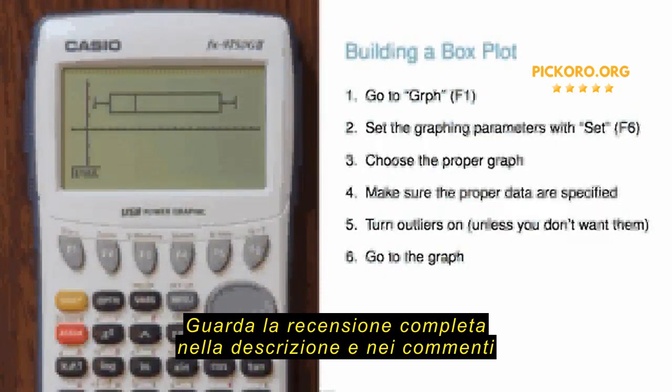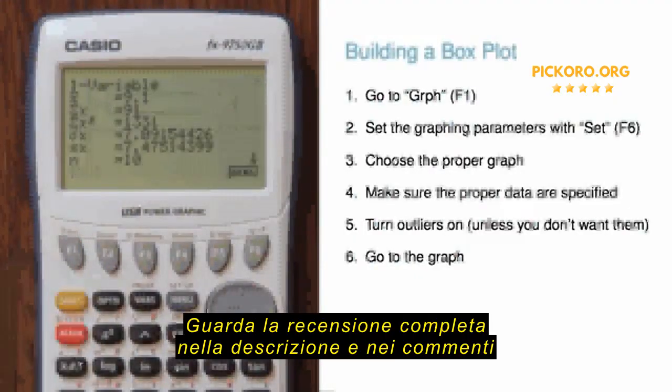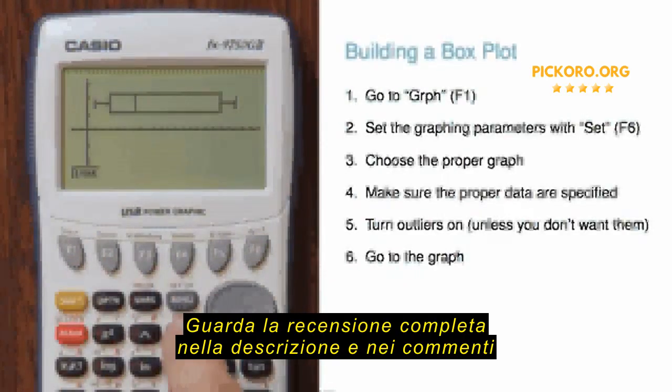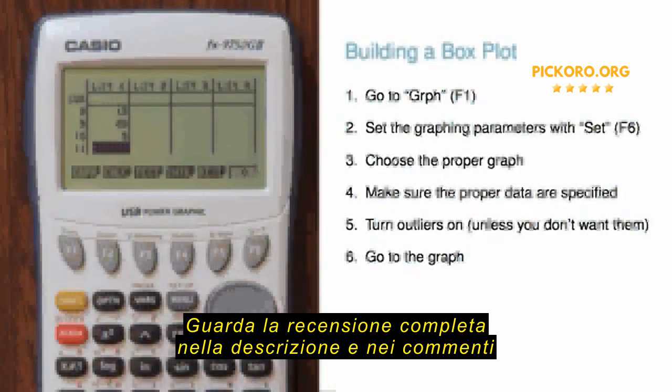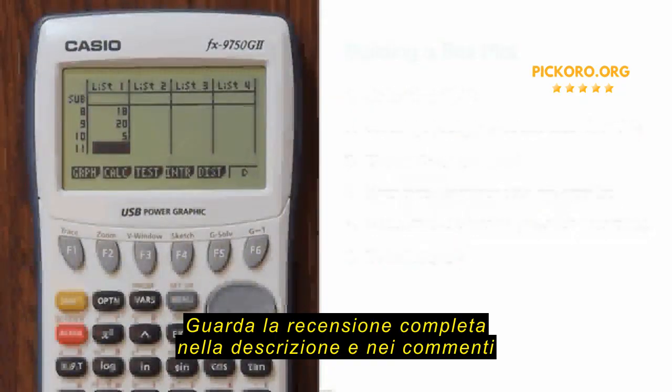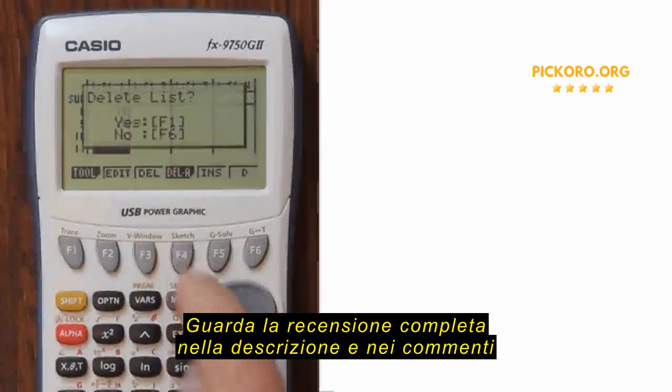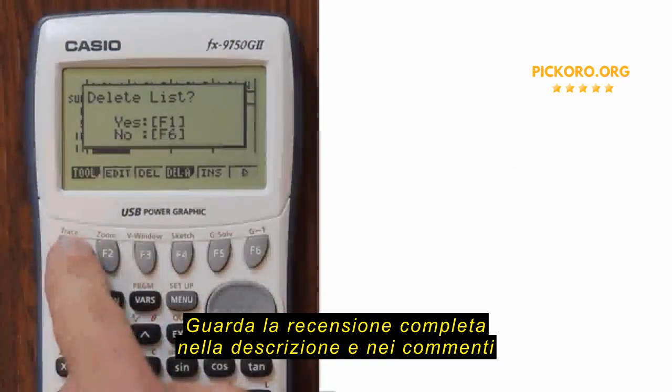If we want, we can also take a look at the one variable statistics again. When you're done, hit Exit twice. And if you're done with your dataset, you can go ahead and delete it. To do so, hit F6 to show more menu items, and then hit F4 and confirm that you want to delete by hitting F1.